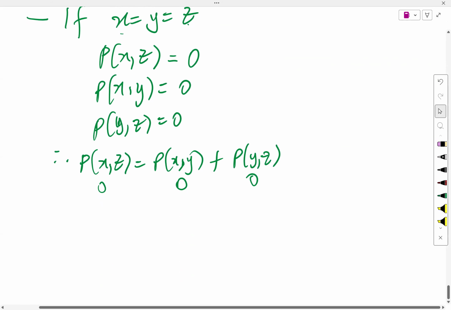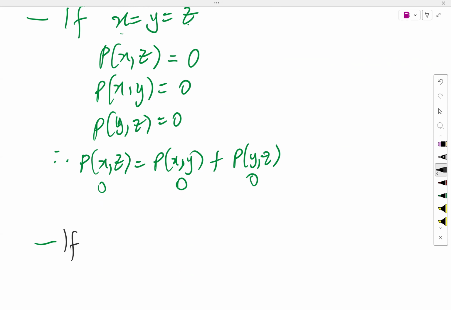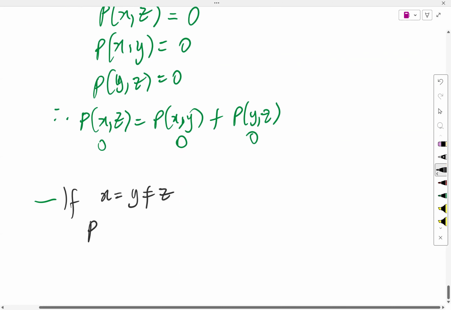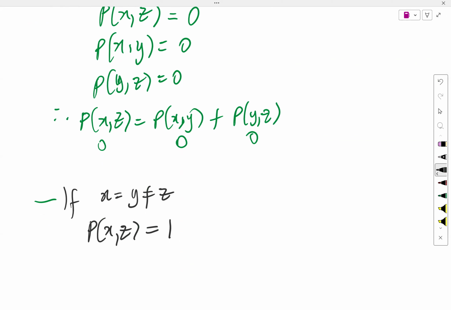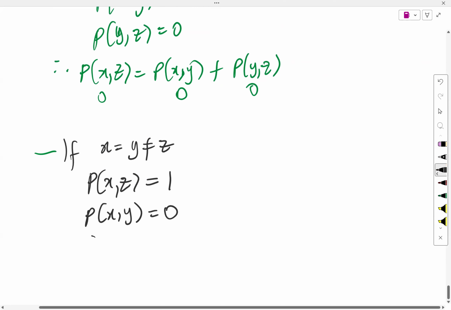The second case is, if x is equal to y, not equal to z. So x and y are the same, but they are different from z. In that case, p of xz: x and z are different, so that will be 1. Then p of xy is 0, because x and y are the same. Then p of yz, because y and z are different, will be 1.